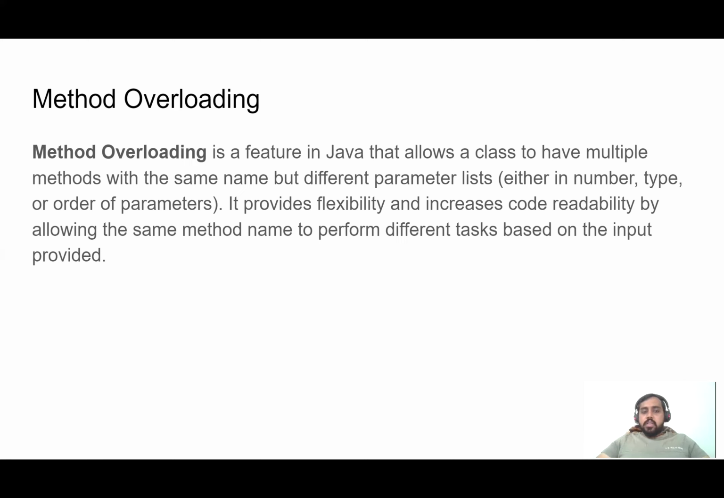Then Java will support same names for methods. So why do we need to do this? It provides flexibility and increases code readability. Suppose we need to have an add method. Adding two numbers and adding three numbers, we can use both, right? So it increases the code readability.